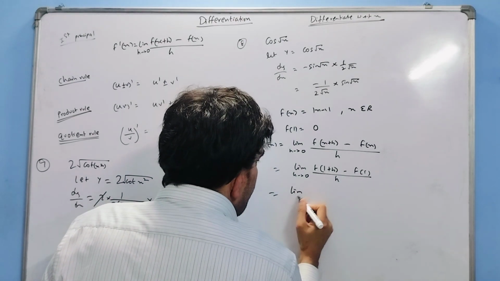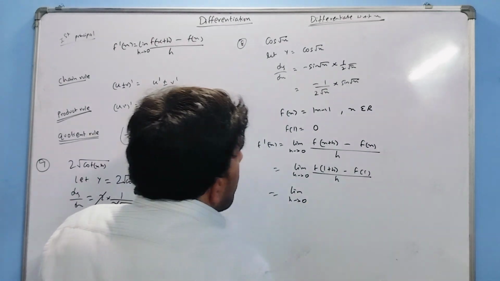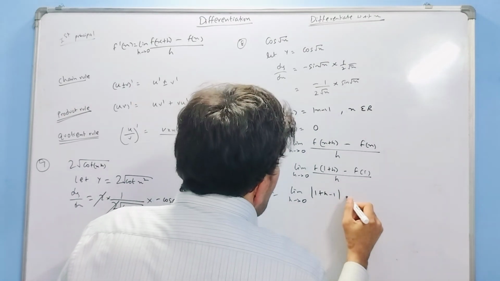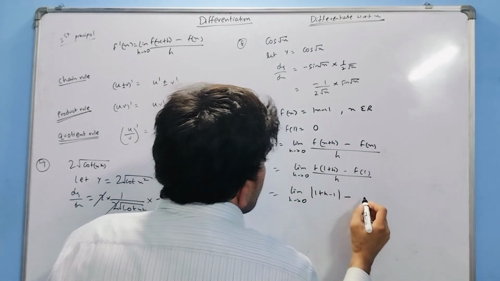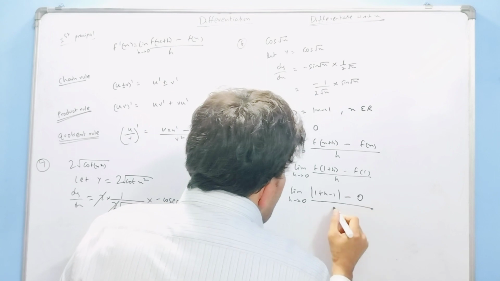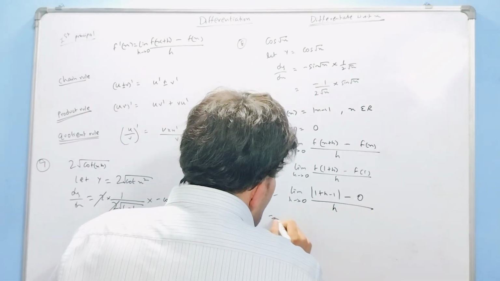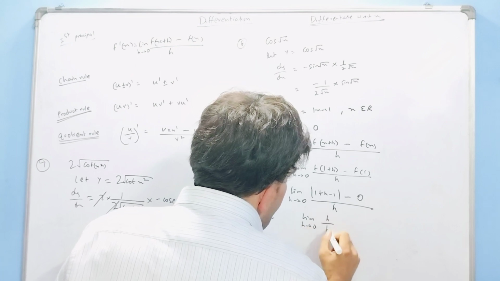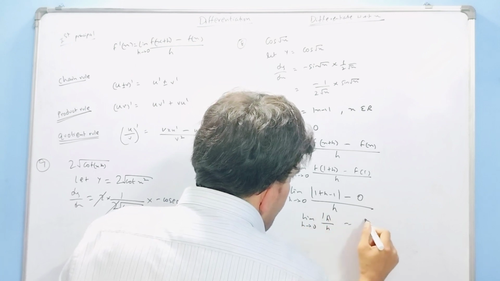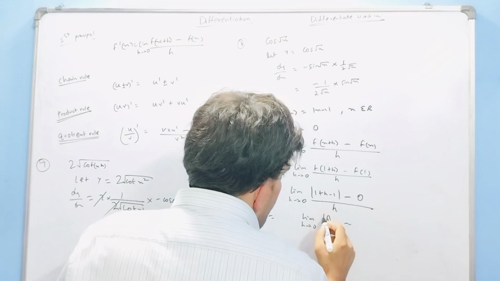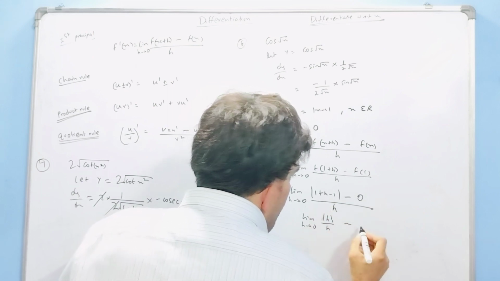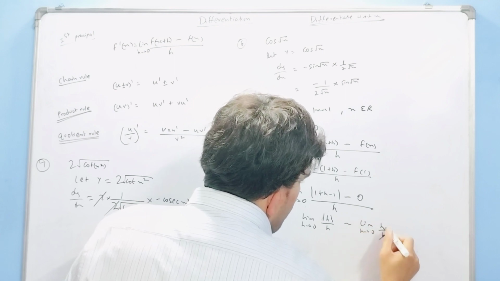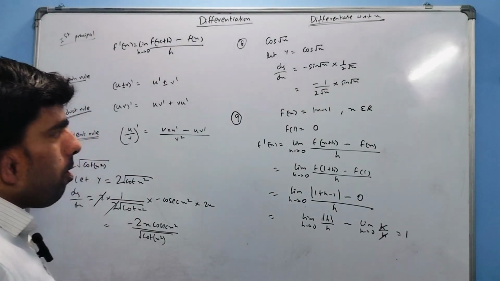Now we'll have limit h tends to 0 of 1 plus h minus 1, minus, if I apply 1 here, 1 minus 1, it will be 0, upon h. So we'll have limit h tends to 0 of h upon h. It will be 1. Okay.